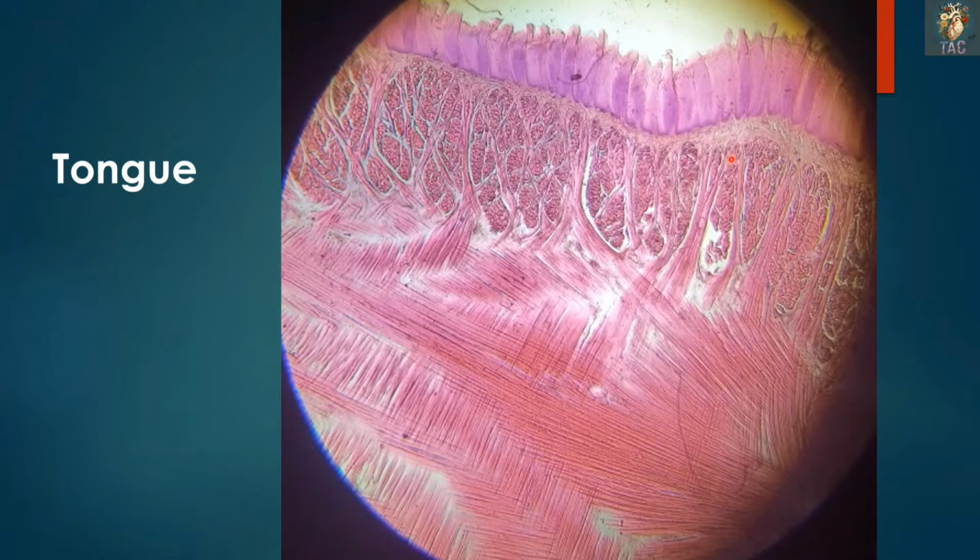In the same slide with another view, here you can see a large number of filiform papilla which are lined with stratified squamous keratinized epithelium. Beneath the epithelium you can see a small amount of connective tissue, and then the skeletal muscles.